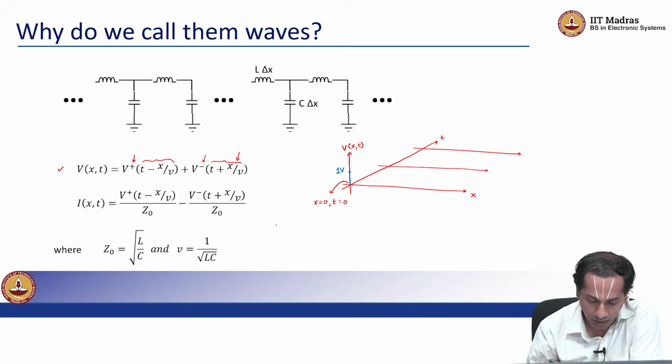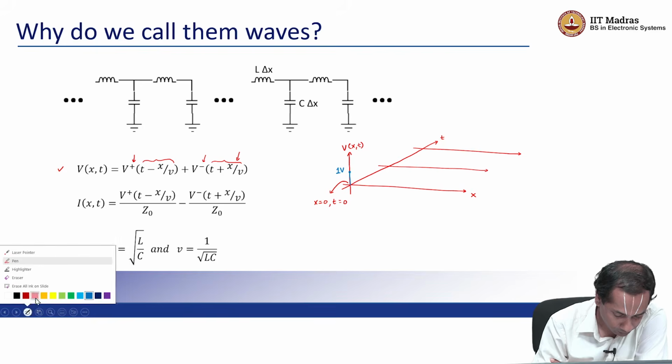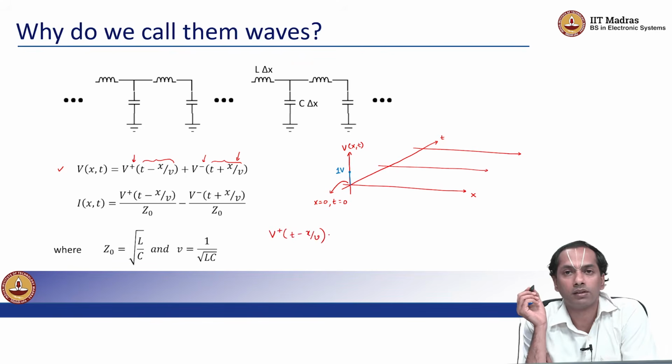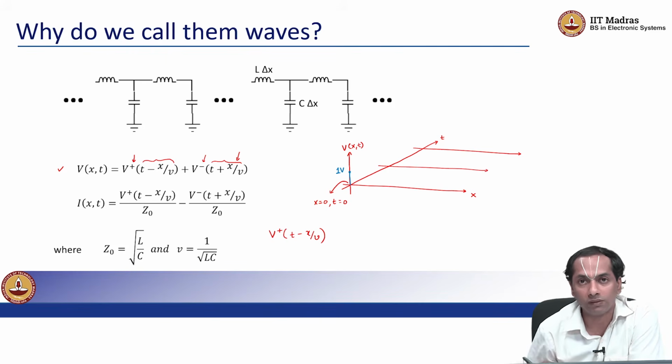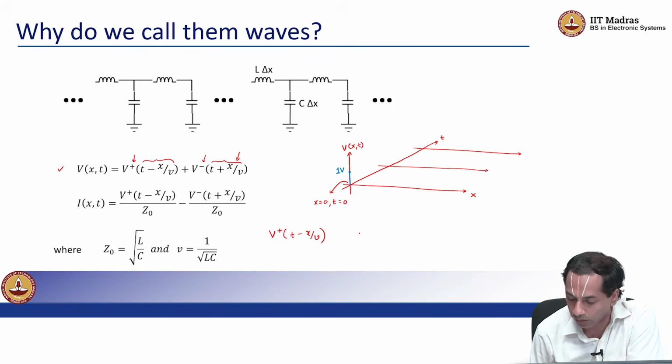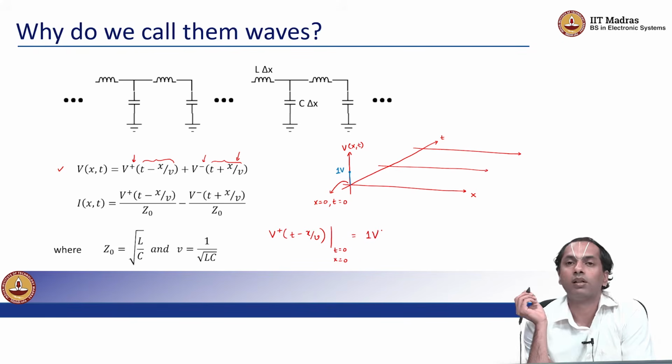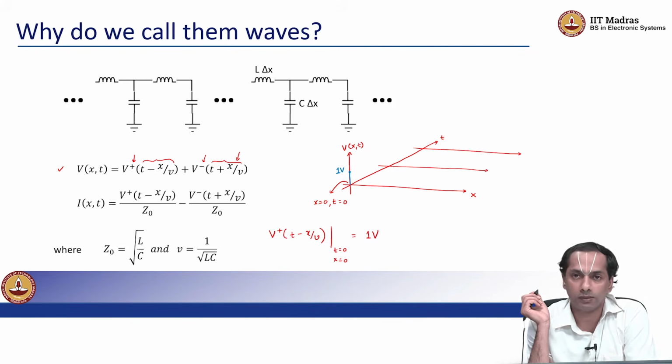So when I ask you V plus of t minus x by v, at x equals 0 and t equals 0, I am saying that this function value is 1 volt. So I am going to say t equals 0 and x equals 0. This is 1 volt.